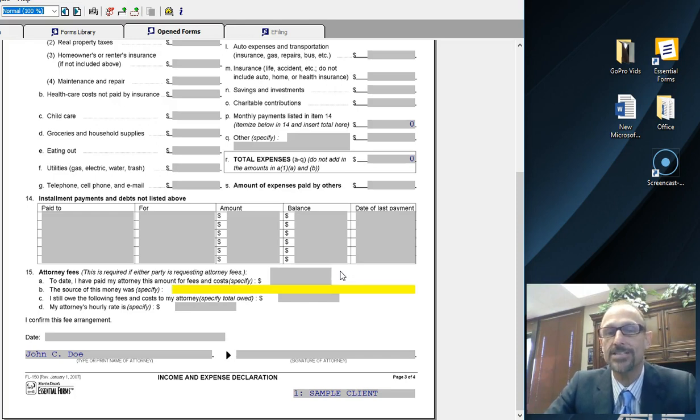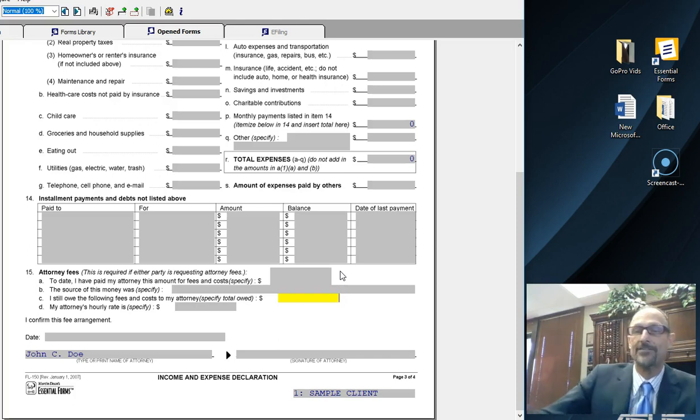The source of this money was, so if you paid it with a credit card, put the credit card in there. If it was from savings, put savings. If it was from income from your employment, put that wherever the source was. 15C, I still owe the following fees and costs to my attorney. So let's say you used to have an attorney, you no longer have an attorney, but you still owe them $3,500. Put $3,500 in there.